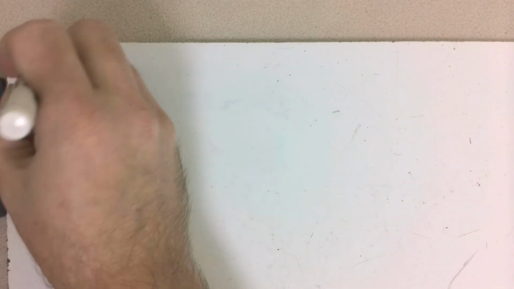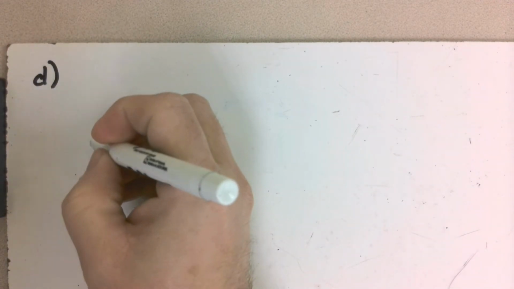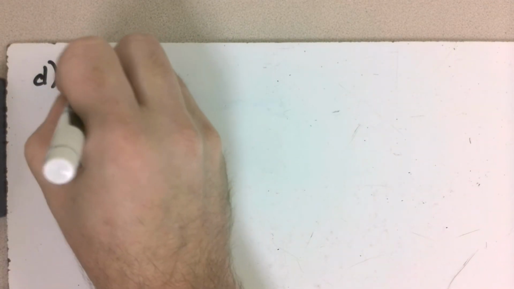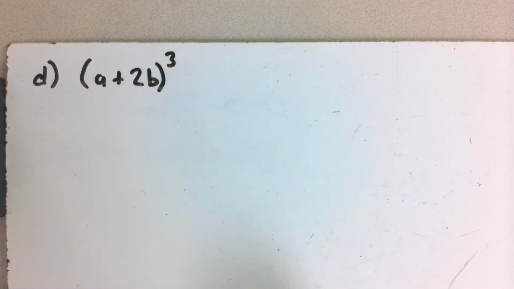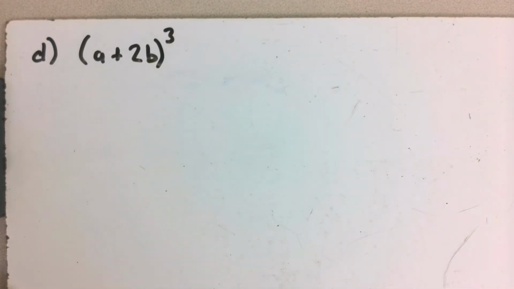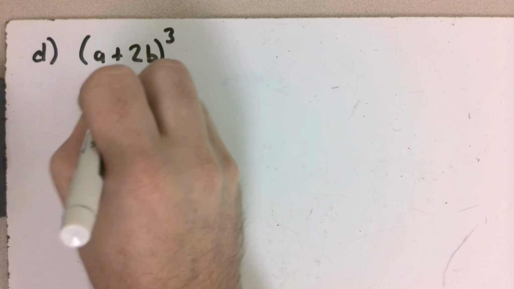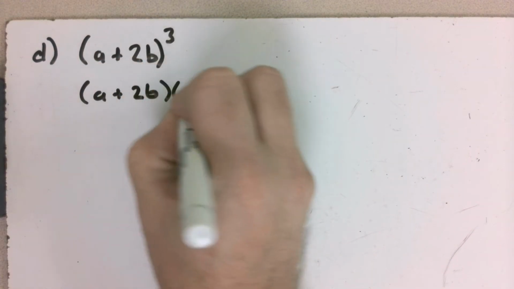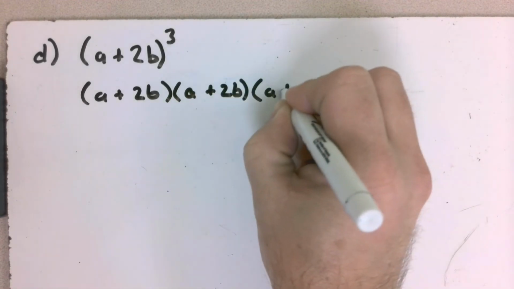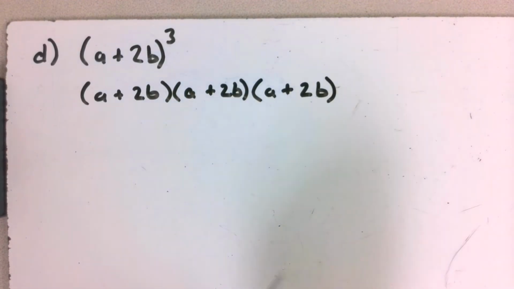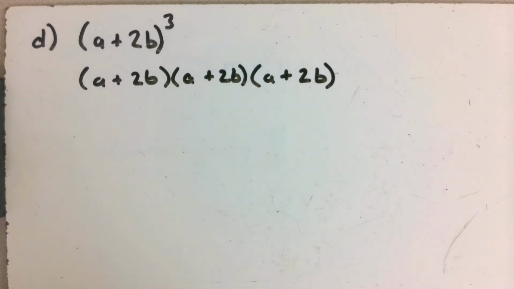For letter D, we're going to take a look at some parentheses raised to powers. So for letter D, we will do (a + 2b) raised to the third power. There's a few ways of doing this. One of them would be to simply take the a + 2b and write it down 3 separate times.